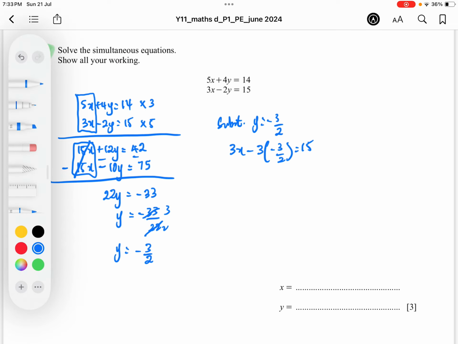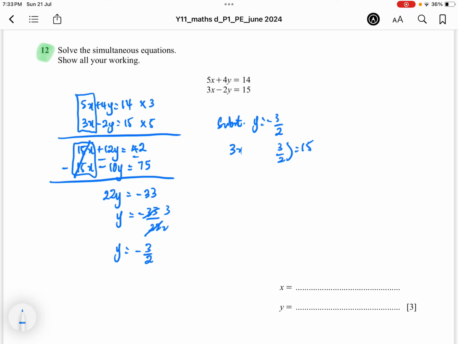Hold on, there's a mistake there. Oops. I'm going to do 3x minus 2 times minus 3 over 2. Okay, that one simplifies out, so 3x minus and minus, remember, that becomes a positive 3 is equal to 15, minus 3 both sides, I get 12, divided by 3 both sides, and I get 4. So x equals 4. Y is equal to minus 3 over 2, or minus 1.5. It's alright.